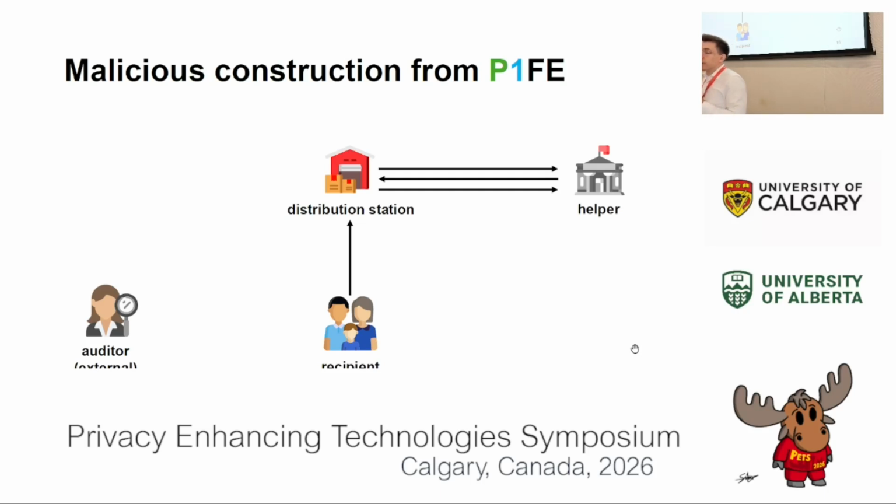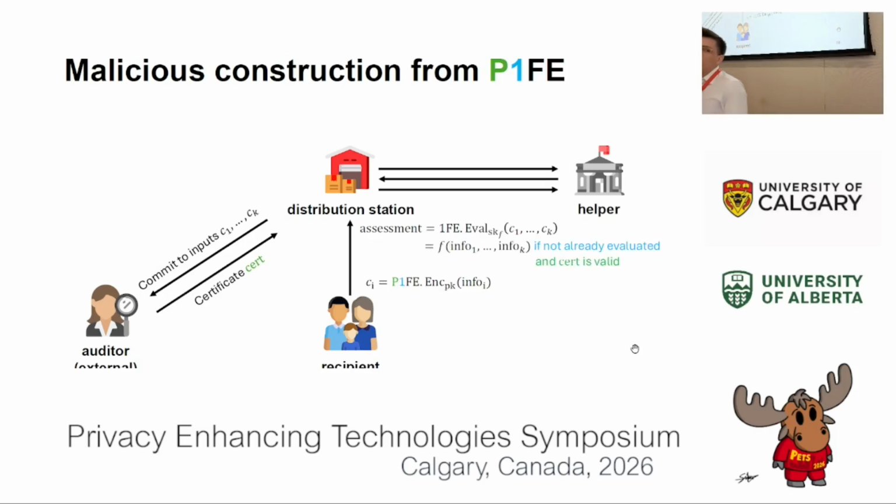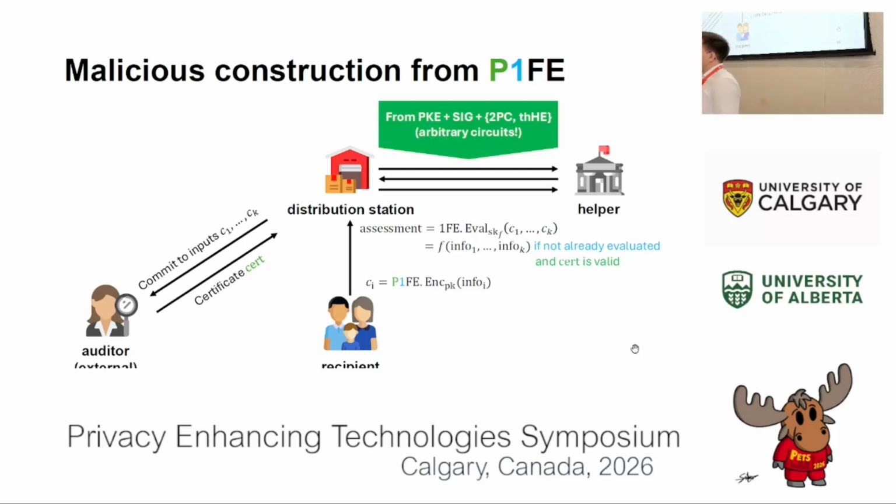So the mechanism that we're going to use is that the distribution station will pick the inputs it thinks it needs to evaluate, and it will send them to the auditor for certification. So the auditor will check, is the metadata that comes with these commitments actually consistent with what I'm seeing on the ground in this warehouse? And if yes, we'll issue a certificate. The recipients encrypt as before, and then now we want this predicate one-time functional encryption primitive to say you can only evaluate once, and only if the certificate on the inputs is correct. And this will tie us back and bind us to the physical amount of aid. And again, we can use a helper, and we can use very standard crypto primitives as well.